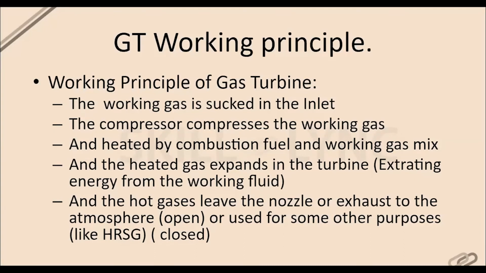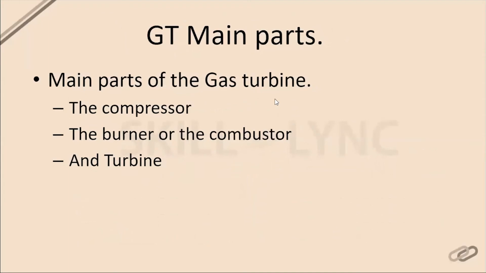or which is used for some other purposes, like creating an HRSG, heat recovery steam generator, or a combined cycle power plant, which is a closed one. It is a closed circle. In a gas turbine power plant, the main parts are basically the compressor, the burner or combustion chamber, or you can call it a combustor, and then a turbine.